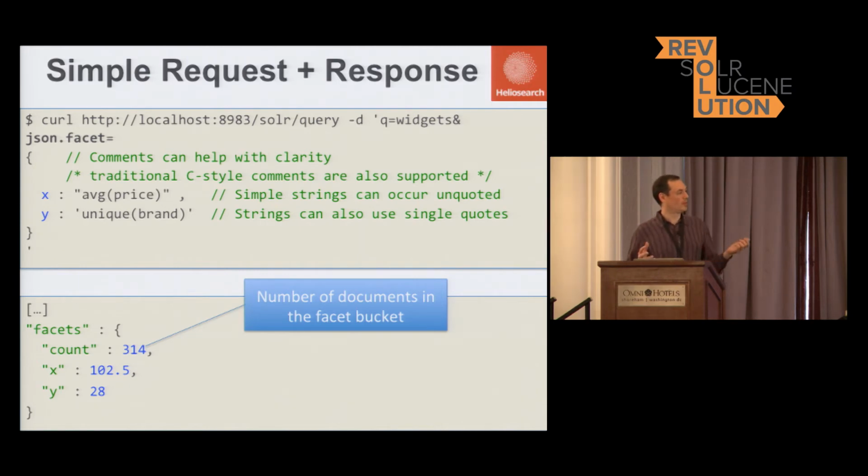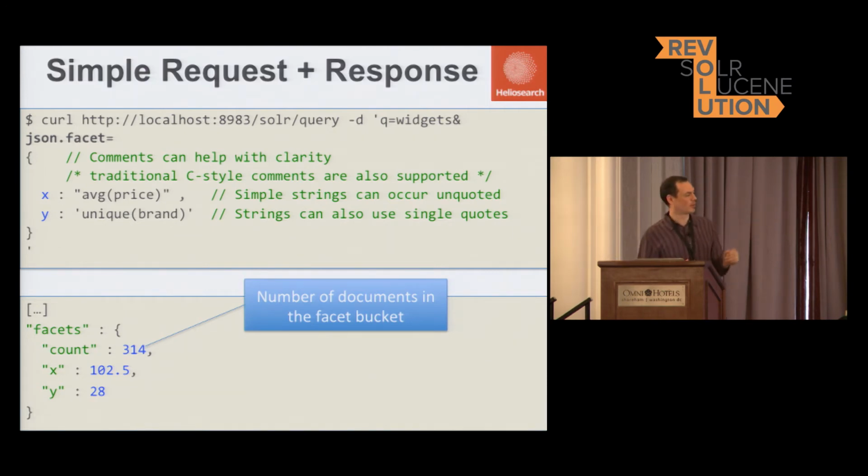So in this simplest example, we're asking for the average price, and we're asking for it to come back as X. And then we're asking for the number of unique values in the brand field, and label that Y. Now notice we didn't even give faceting a field facet or a range facet or anything like that. That is because there is an implicit facet bucket that is produced by the main query and all the filters, basically the documents that match the main query and all the filters. That's where you get your base facet bucket.